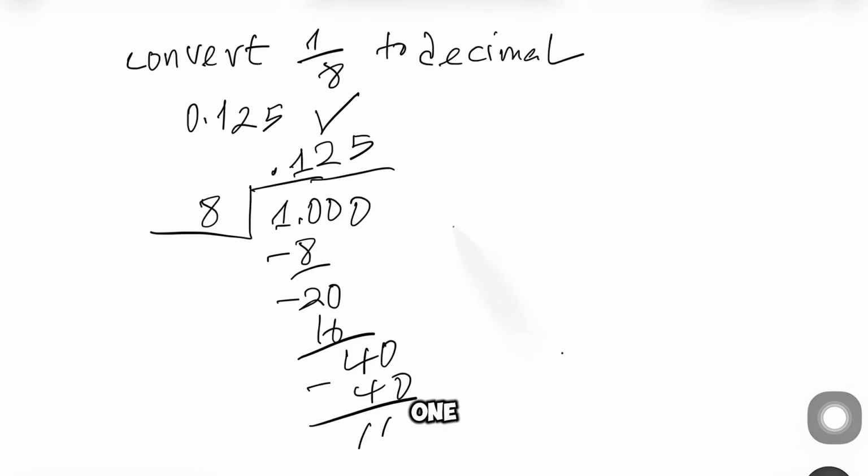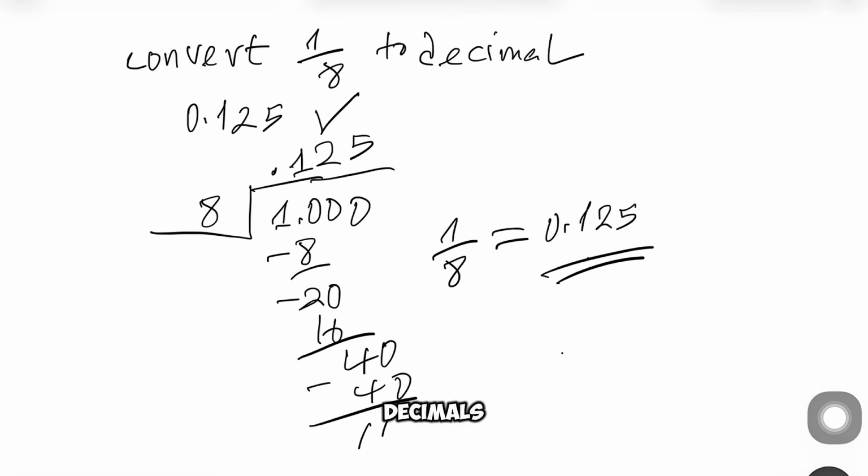And 1 over 8 is equal to 0.125. Easy. You can stop here and go to the next video of the course, in which you will learn how to change decimals into percentages.